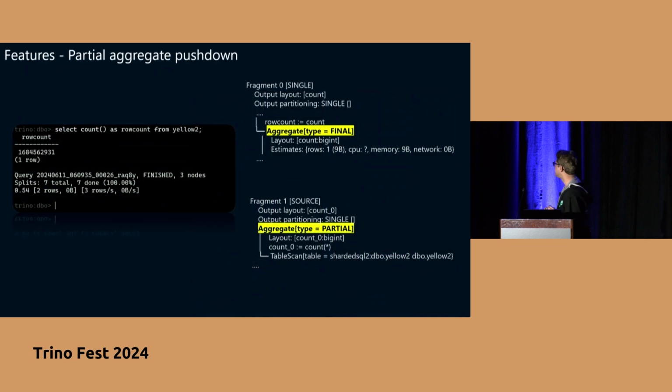One of the last features that I want to talk about that we added is the ability to do partial aggregate pushdown. I've already mentioned this before in passing, where I said that Trino can push down aggregations down to SQL Server.